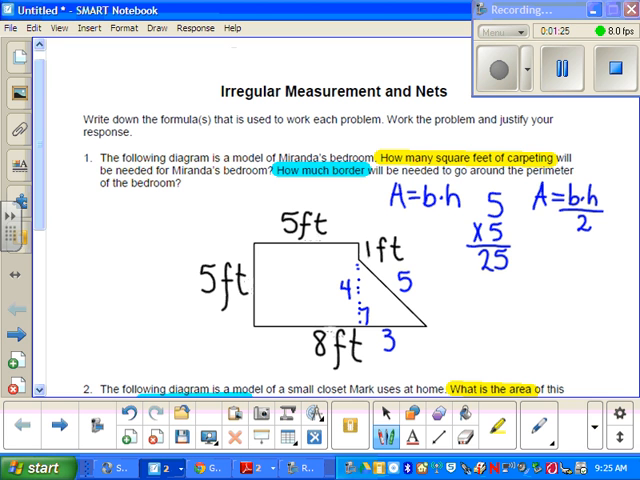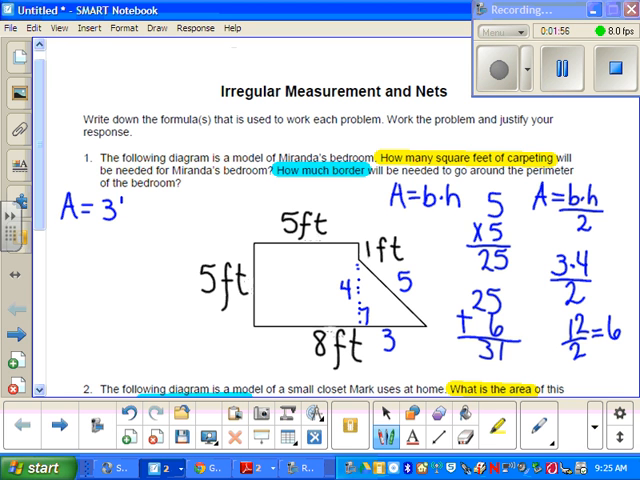Now, if I do 5 times 5, that will be the area of my square, which would be 25. And then if I do 3 times 4, which is 12, divided by 2, would be 6. That would be the area of my triangle. So if I do the area of my triangle plus the area of my rectangle, I'll get the area of the entire figure, which would be 31 feet squared. Because I am finding area, my units are squared.